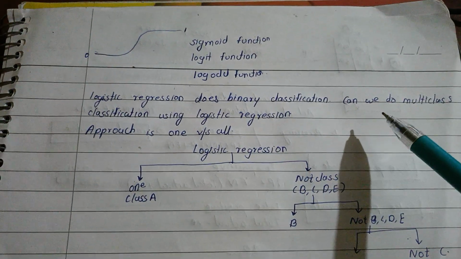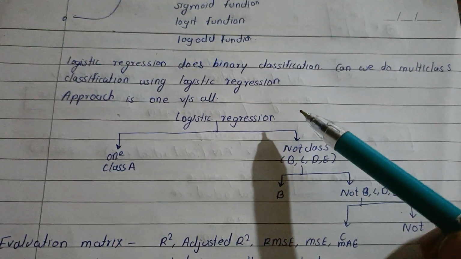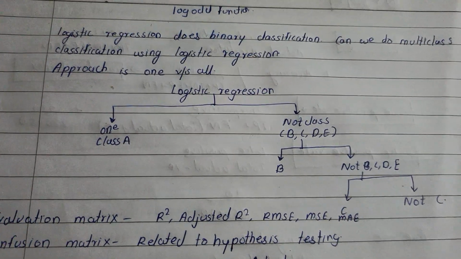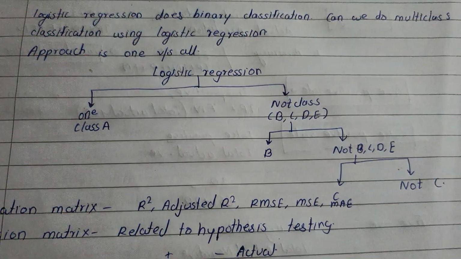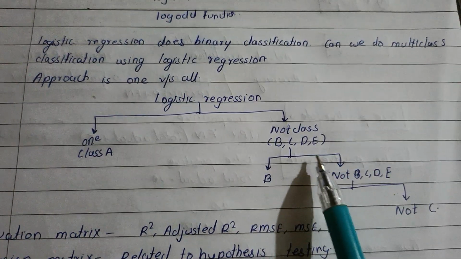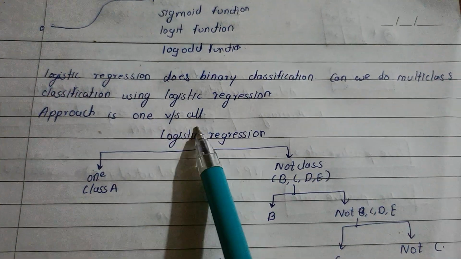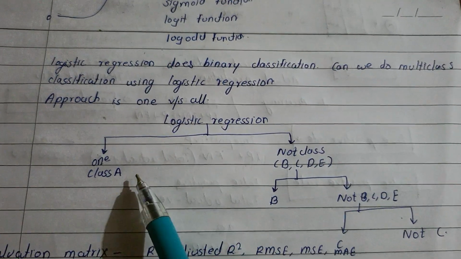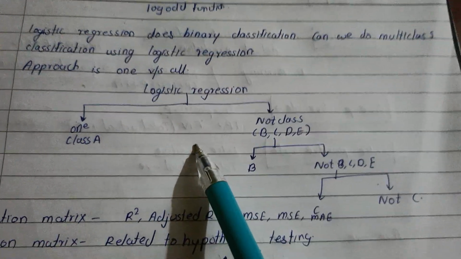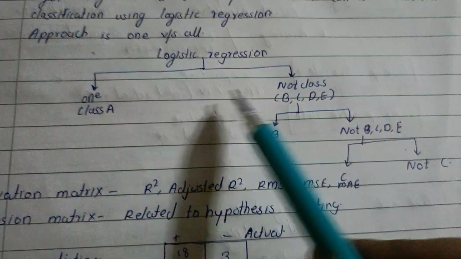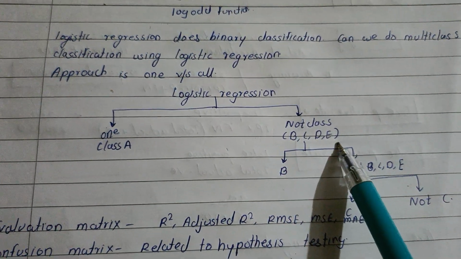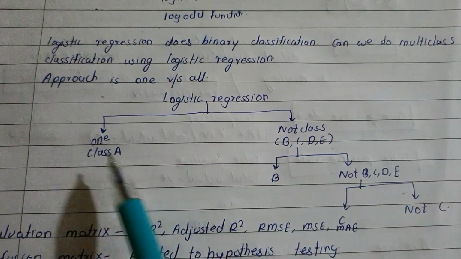Now can we do multi-class classification, as we had asked? Yes. How will we do it? We'll consider one class at a time, whether it belongs to that class or not, among classes A, B, C, D, E. That is the one-versus-all approach. Let us say we have 5 classes: A, B, C, D, E. I'll consider whether it belongs to class A or whether it belongs to class B, C, D, E, that is, not class A. So that's one way.